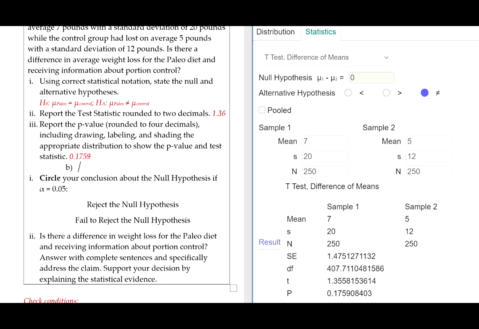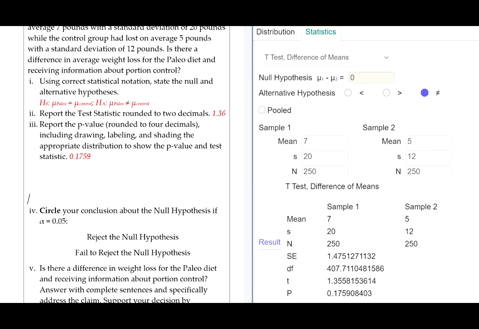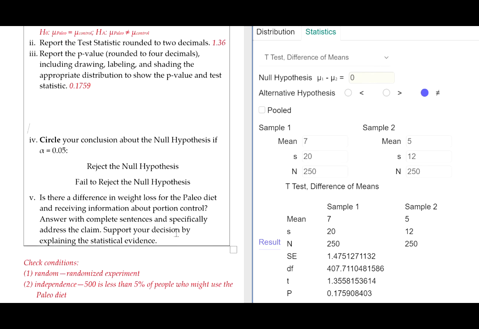And we can draw a little distribution as this question asks us to. We're using the normal model. So I'm going to draw a bell-shaped curve. We have a claimed value of 0. That's the way that we would write our claim value for two means being equal. So mu1 minus mu2 equals 0 if mu1 and mu2 are the same thing. Our test statistic was 1.36, which is about right here.